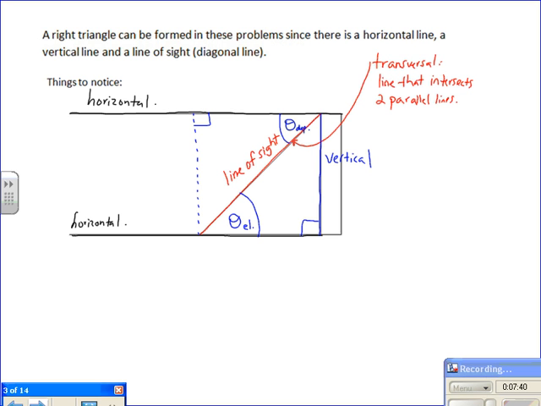So a couple of things are going to be true. One thing that's true is that a diagonal line, or a transversal, that intersects two parallel lines forms alternate angles. So this angle right here, the angle of depression, and the angle of elevation are the same. So the angle of elevation equals the angle of depression. This is always true. Those two angles are equal.